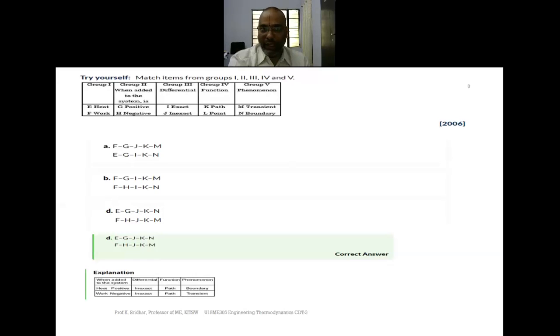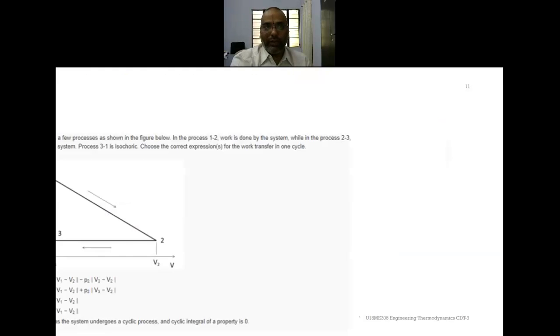And both are inexact differentials, already we discussed. Both are path functions, already we discussed. Both are boundary phenomena and both are transient phenomena. So whatever concepts we discussed in today's class, exactly you can answer it. D is the right answer based on work and heat.